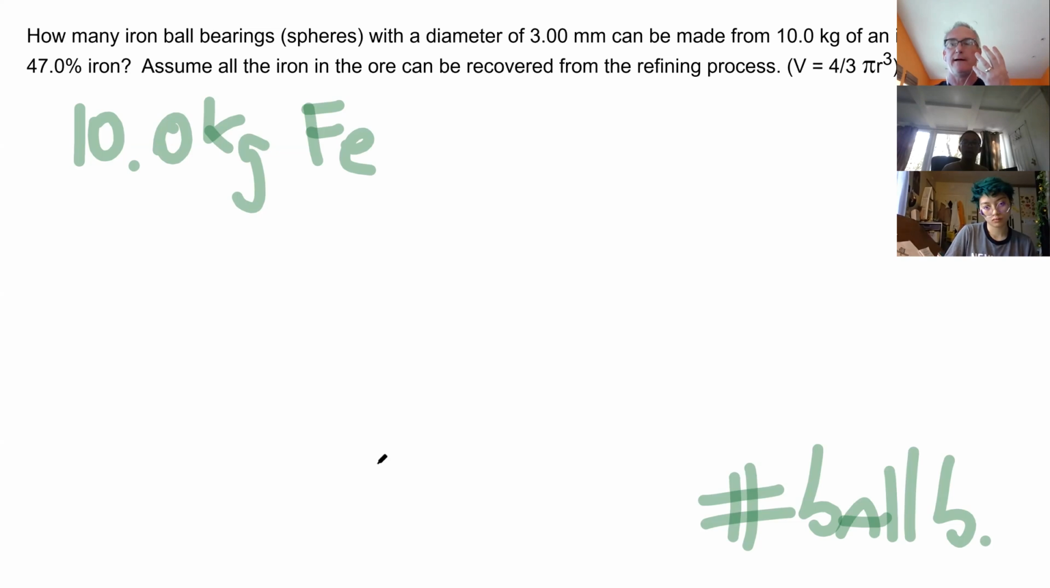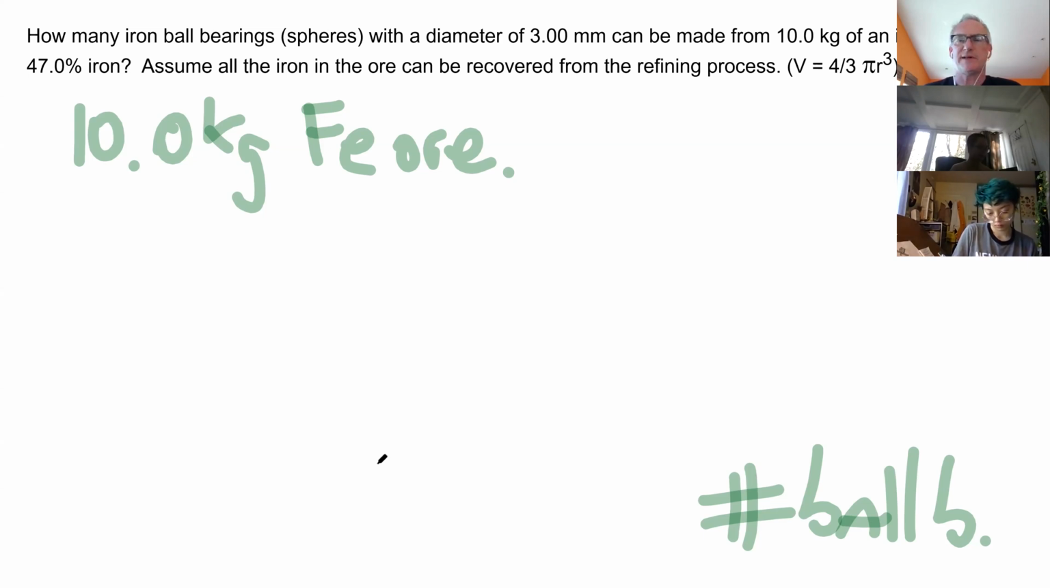So first thing, I have 10 kilograms of iron ore. I do not have 10 kilograms of iron. I have iron ore. What is iron ore? What does that mean? What is ore? It means something that contains iron. It's just basically rocks that have iron in it. That's iron ore. Aluminum ore is rocks with aluminum in it. Ore just means rocks with a particular metal in it.